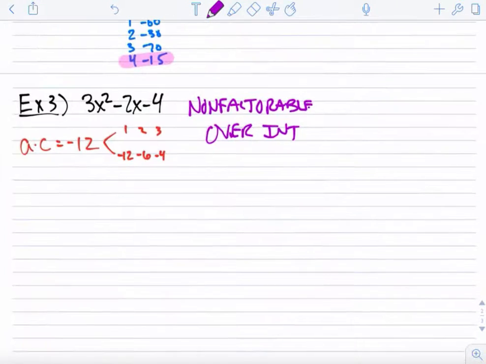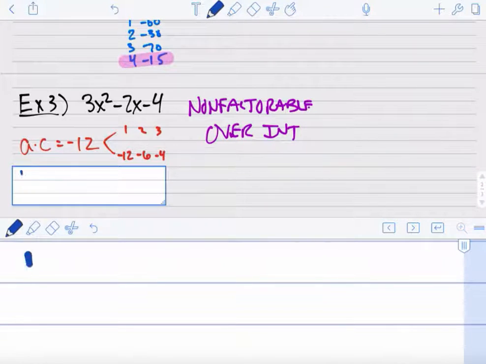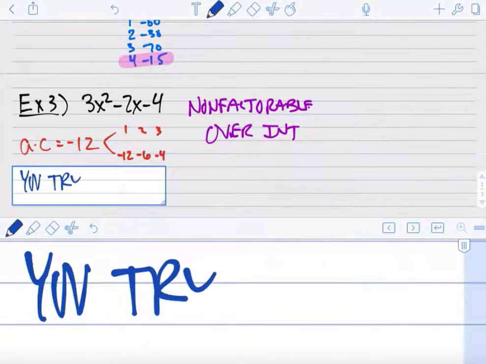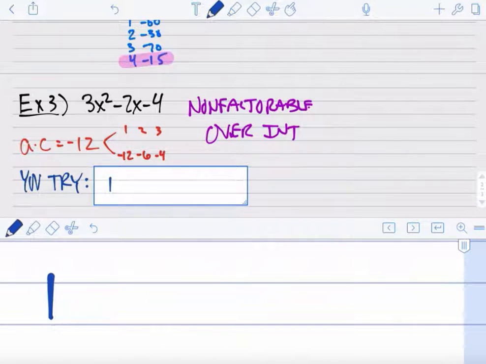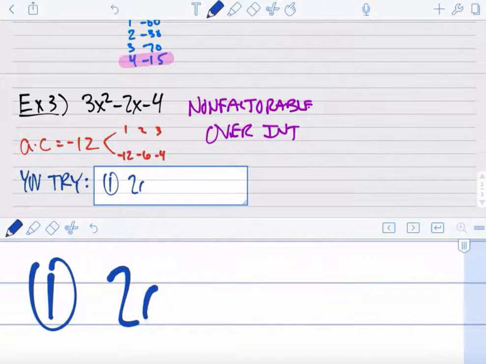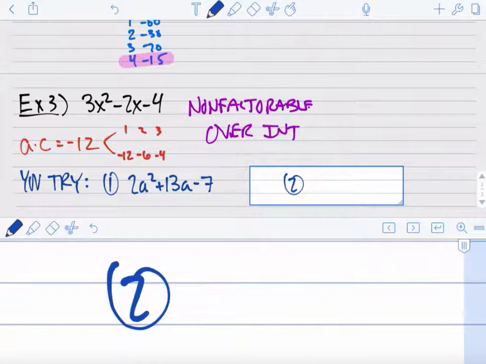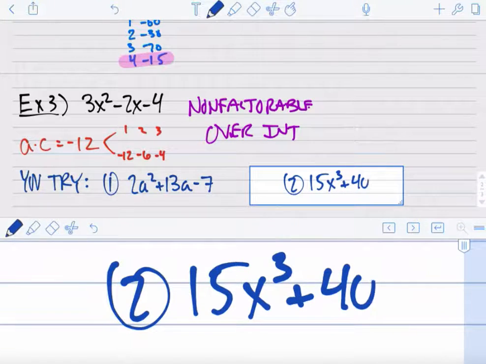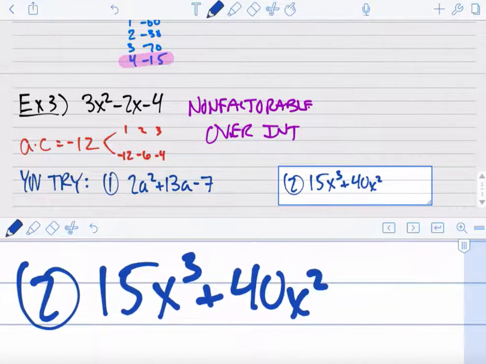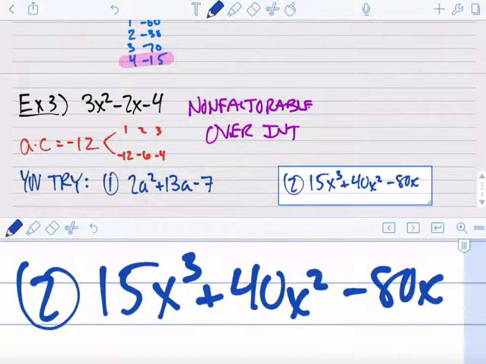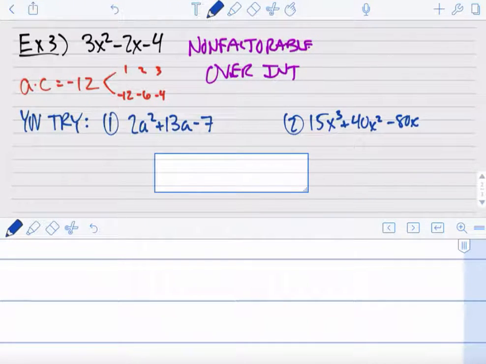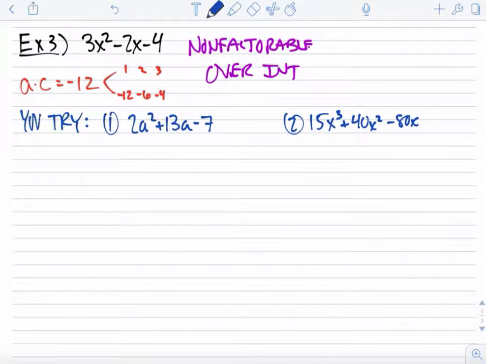Okay, so again, we're at the point where I would ask you to do some problems on your own. So I'm going to write them down. Here's your U try. So after you get them copied down, pause this and give them a try and come back and check after you've given it a solid effort. 15x cubed plus 40x squared minus 80x. Okay, so pause it now. Come back, take a look at them after you've tried both problems.